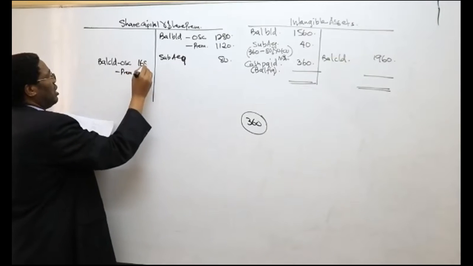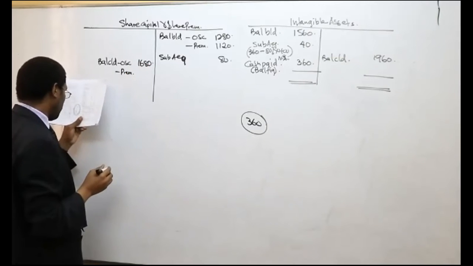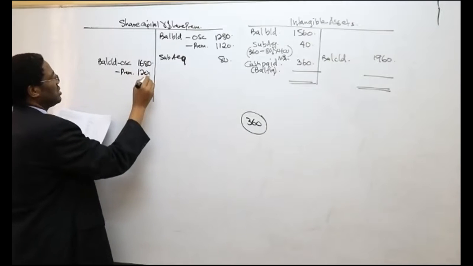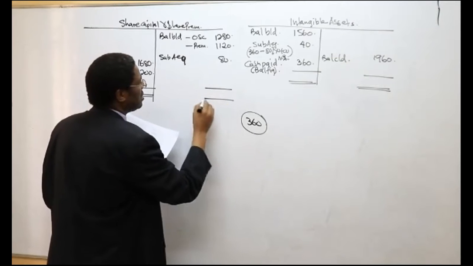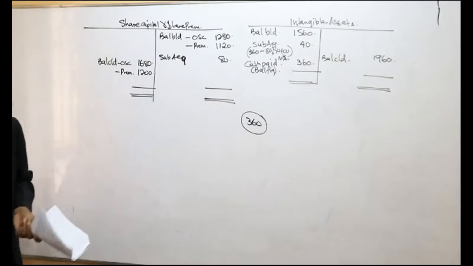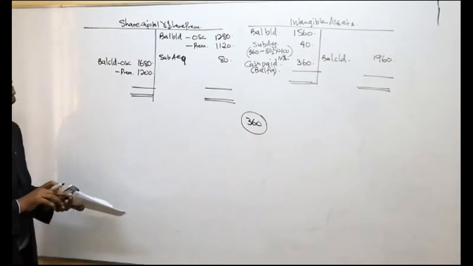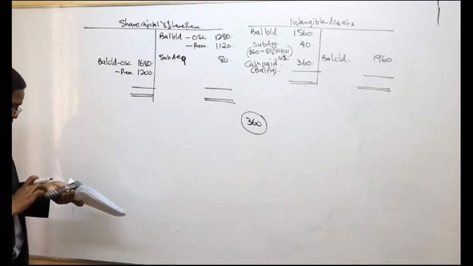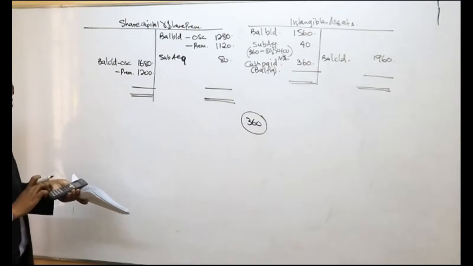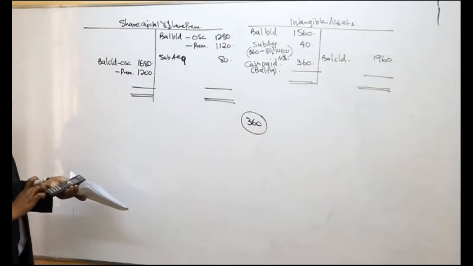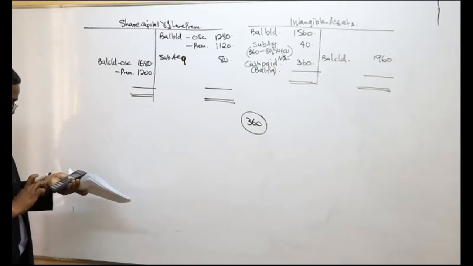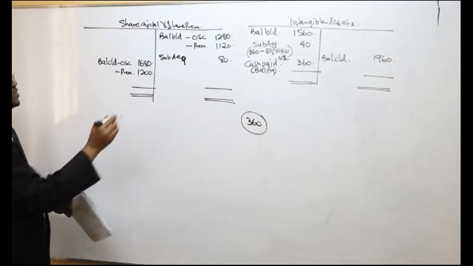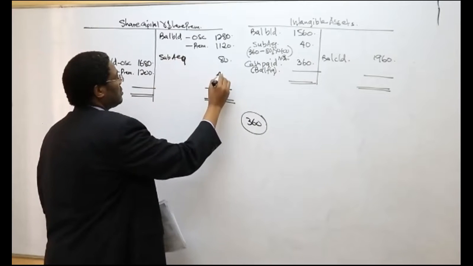For the share capital, I'm given 1680, while for the share premium, I'm given 1200. So let's see whether there's a balancing figure in this account, and if there is, that will represent the cash we receive from issue of new shares. So on the debit side, I can see 1680 plus 1200. On the credit side, I can see 1280, 1120, and 80. And it looks like there's a difference, and the difference is on this side.